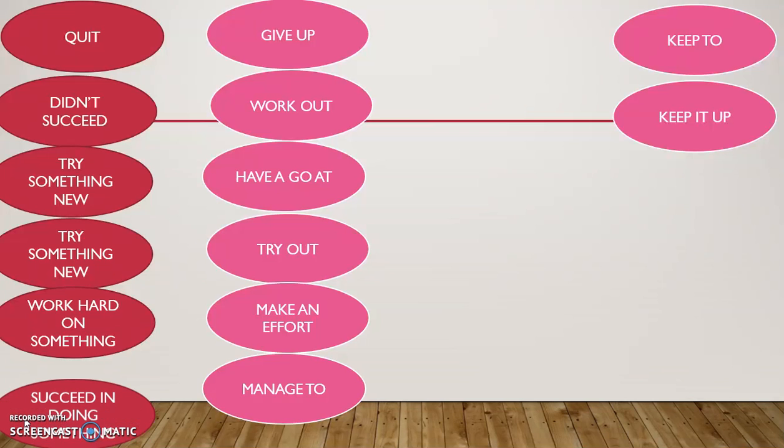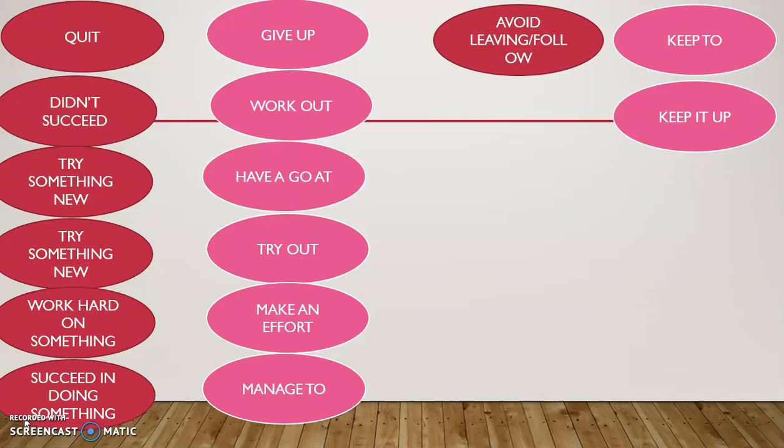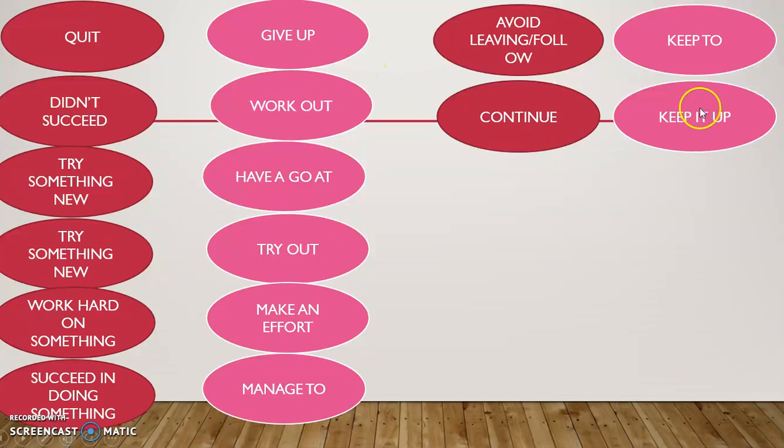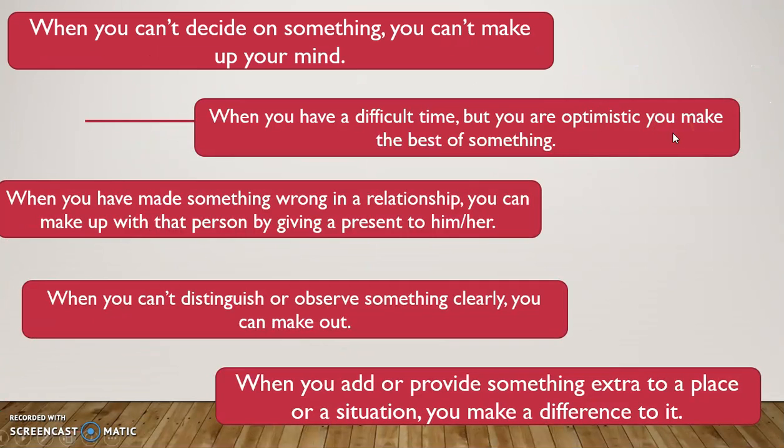Manage to is when you succeed in doing something, although it might be a little bit difficult. So then you manage to accomplish what you want to get at the end. Keep to is to avoid leaving or to follow. Yes. So once you have the ability to do something, you can keep to it. You can keep doing it. And keep it up is to continue. It's kind of the same. Just you have to include the pronoun in this case or the object.